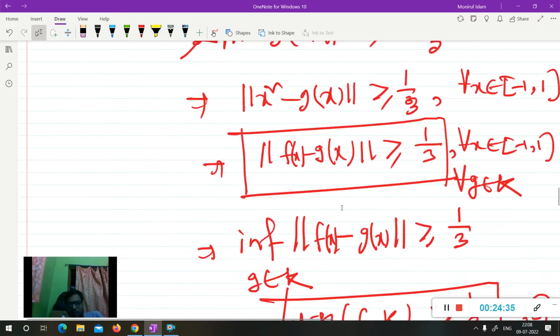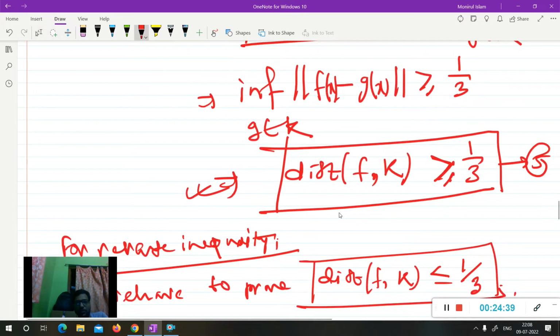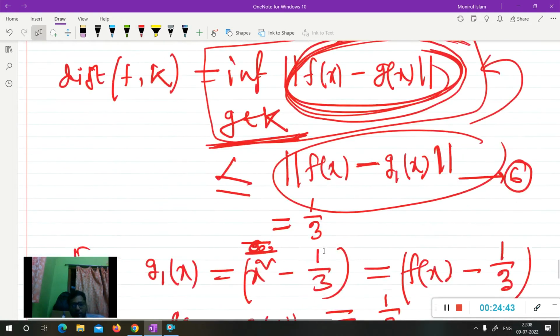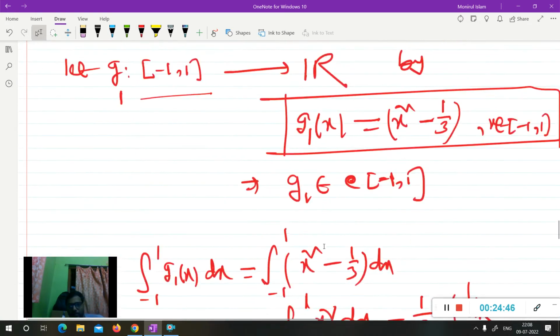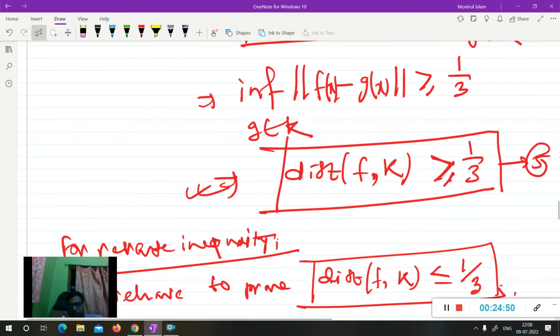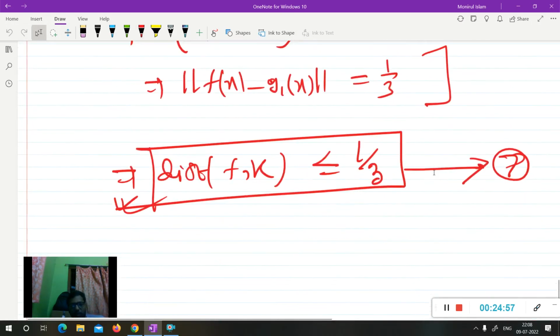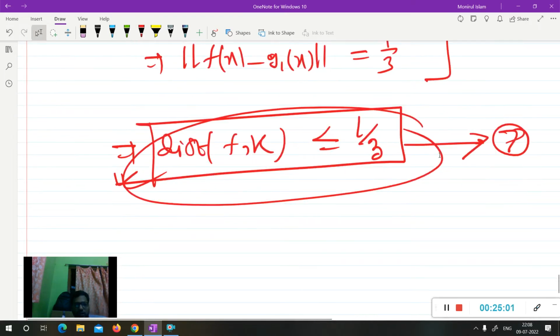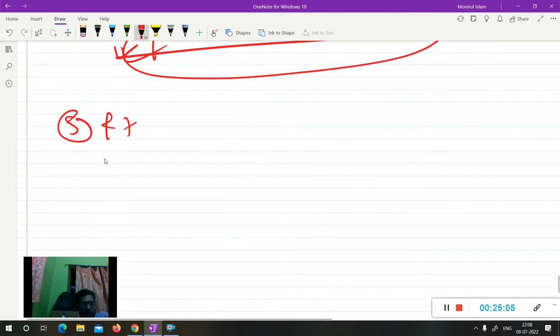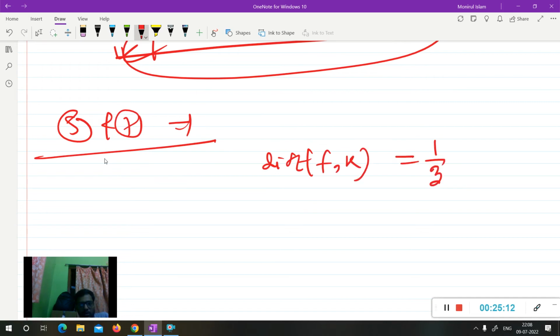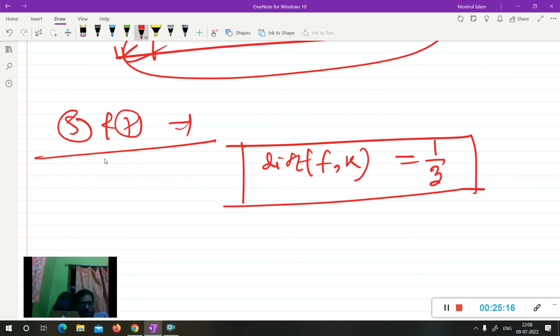Previously, in 5, I proved the distance of f from K is greater than or equal to 1/3. Now I have proved it is less than or equal to 1/3. Together, 5 and 7 imply the distance of f from K is equal to 1/3. So the distance from x square to the subspace K, the kernel of the Euler function, is 1/3, and 1/3 is the answer for this question.